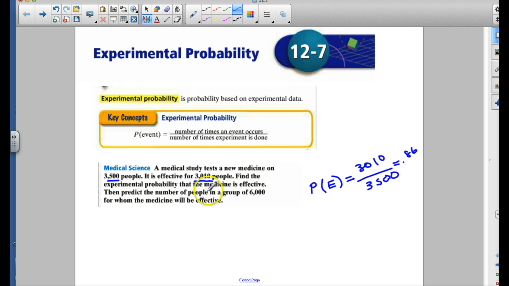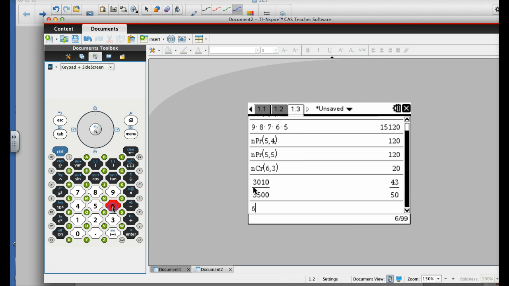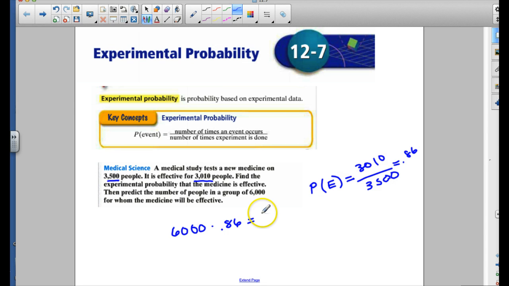Now predict the number of people in one group of 6,000. We're just going to take 6,000 and times it by 0.86. So we go back to my calculator and take 6,000 times 0.86, and hit enter. So for those 6,000 people, about 5,160 of those people would find it effective.